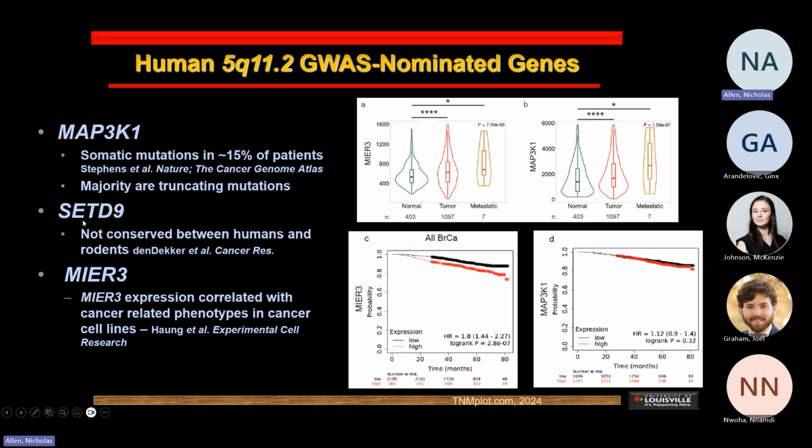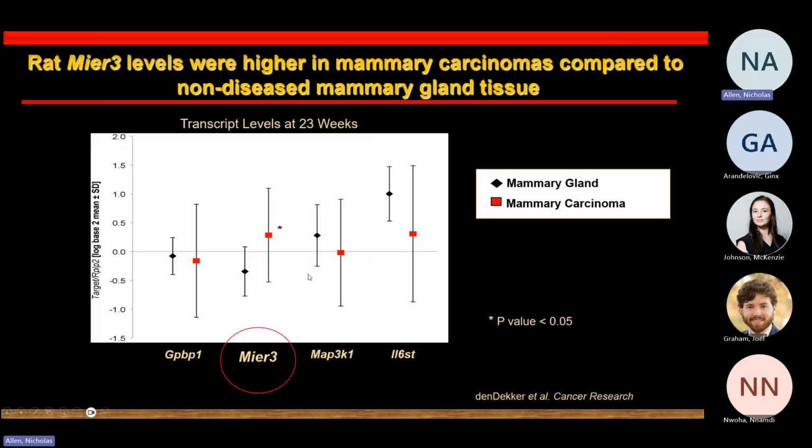Then that other gene here, the SETD9 I showed you, is not conserved between humans and rodents. So now it's not a good one for us to study in rodents because it's not there. It exists in humans, but not rats or mice. And then we have this MIR3 gene, which was fairly uncharacterized at the time. We've done a little more characterization with it, and we saw this expression. So this is the gene we focused on, this MIR3. So let's look at that.